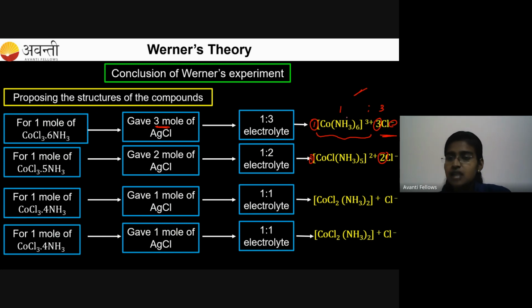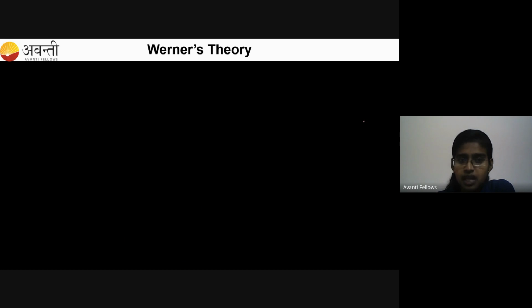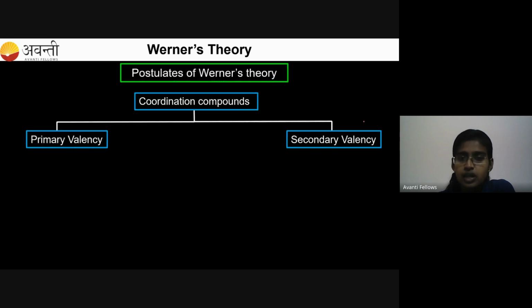Now he started studying these compounds. He represented these compounds in square brackets, and named those compounds coordination compounds. From his experiments and conclusions, he gave his postulates, and those postulates we call the postulates of Werner's theory, which is very important.